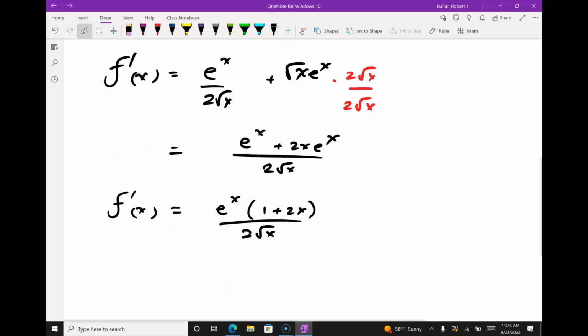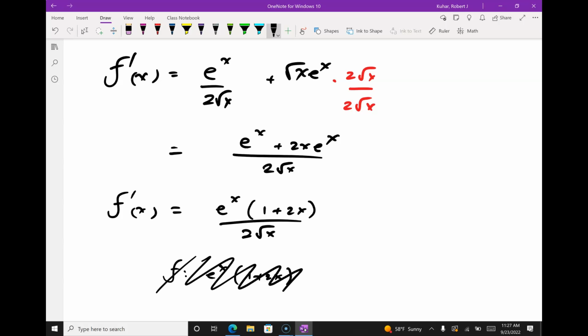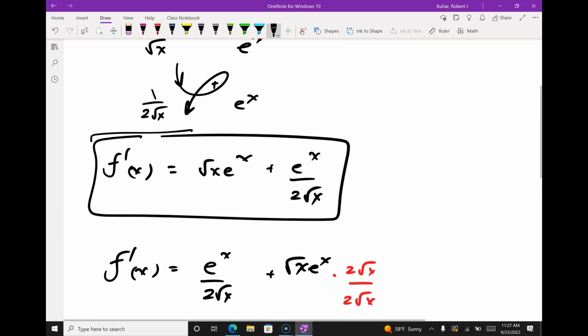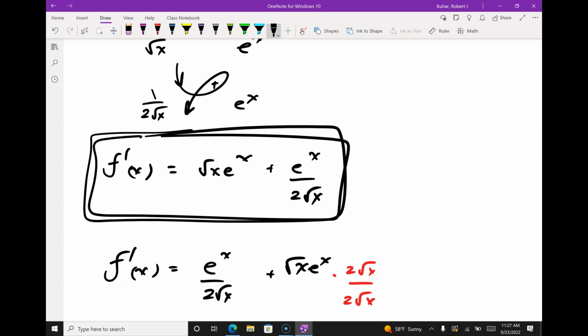If I said my upstairs function is e to the x times 1 plus 2x, what do I have to do? What rule? Product rule. So I'm doing the product rule inside of a quotient rule. Messy. I would tell you, try it, but you'll see it's very messy. So while this is my derivative, which I want to say is my final answer, when I'm going to do my second derivative, it's easier to use this unfactored one in this case.